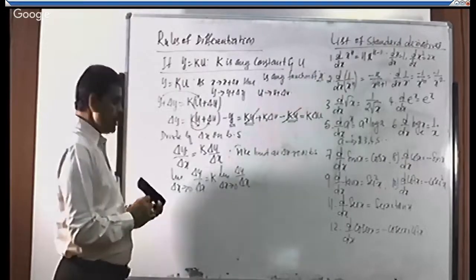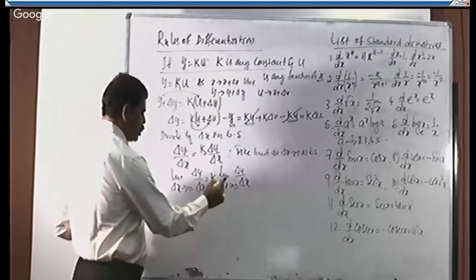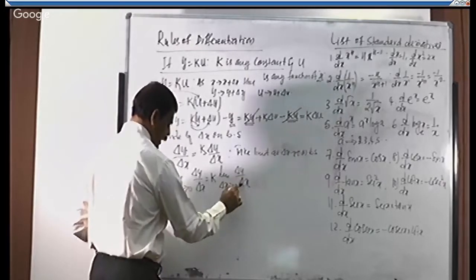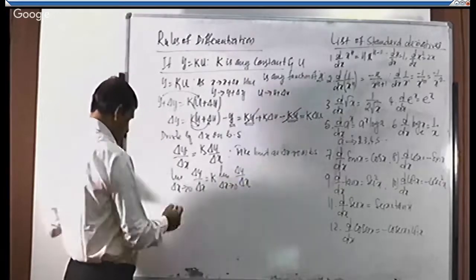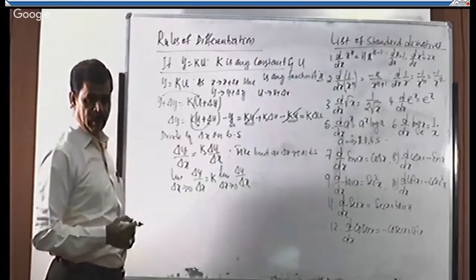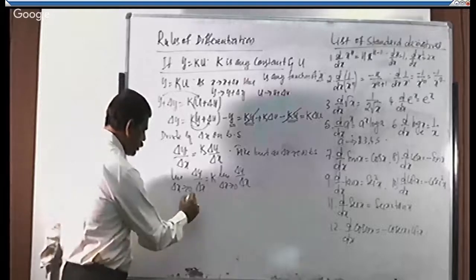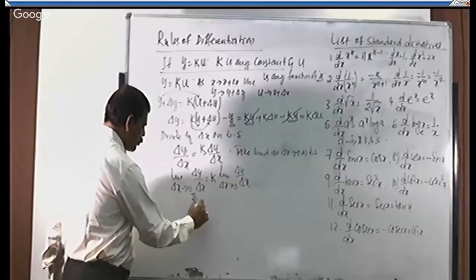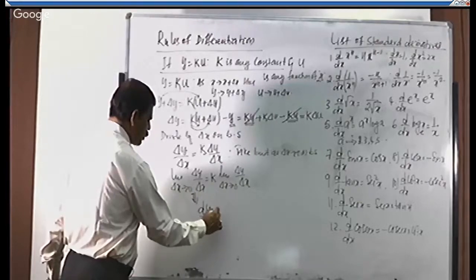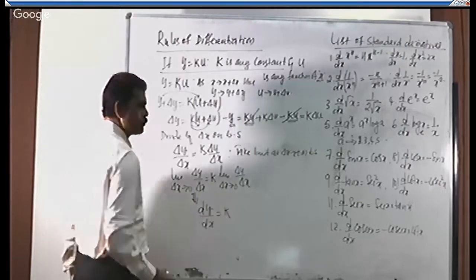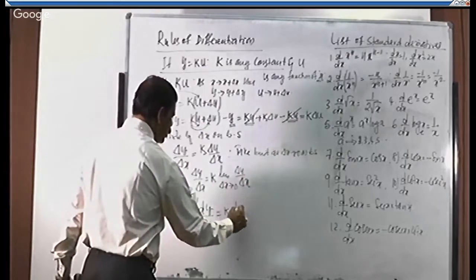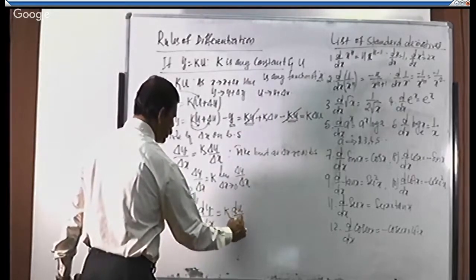So as we know that u is a function of x. Then if the right hand side limit exists, then this will become what? This will become dy by dx, correct? k into, so this could be taken as du by dx.